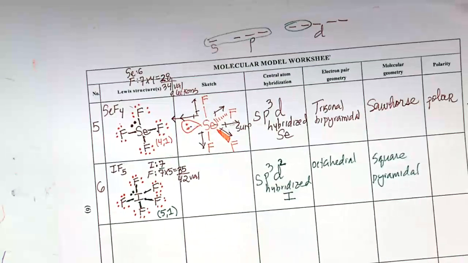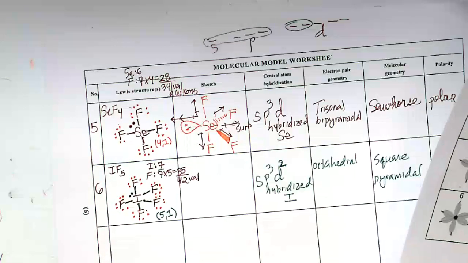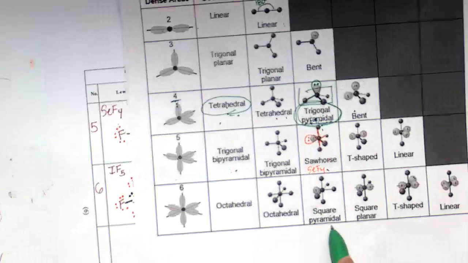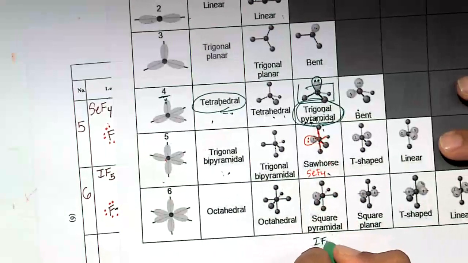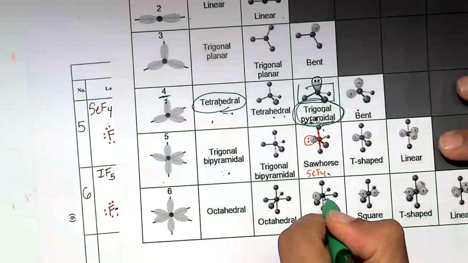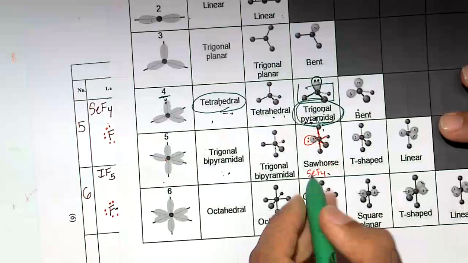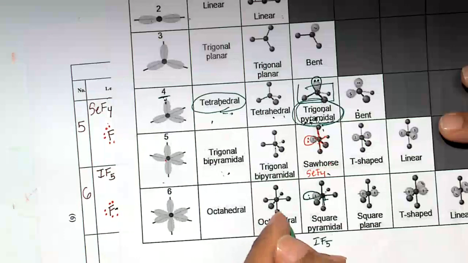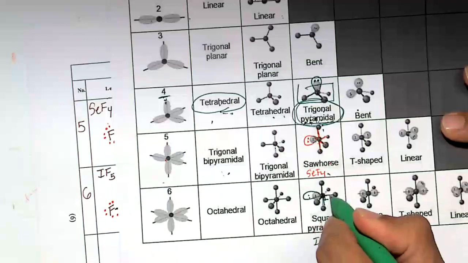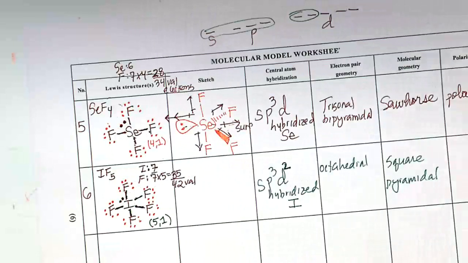How will we draw this in 3 dimensions? On the exam, I'm only looking to see if you use the wedge and the dash somewhat the proper way. We'll use this as a guide. This is IF5. I'll have my iodine, and one of the lone pairs will be on the plane of the paper. One F will be to the right, one F up, one F down, one F in front of you, and one F behind you. So let's do it like that.